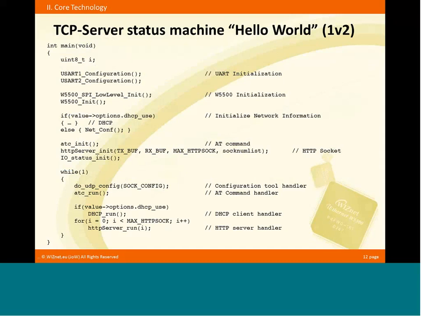Here is the main loop, just initializing some UARTs and the chip. And we check the DHCP. Also, this is very simple, checking if the DHCP is processed, or we have a static IP. The configuration is finished, and then we go into the while loop. And the while loop is non-blocking, which means you can add your real-time data application on top.